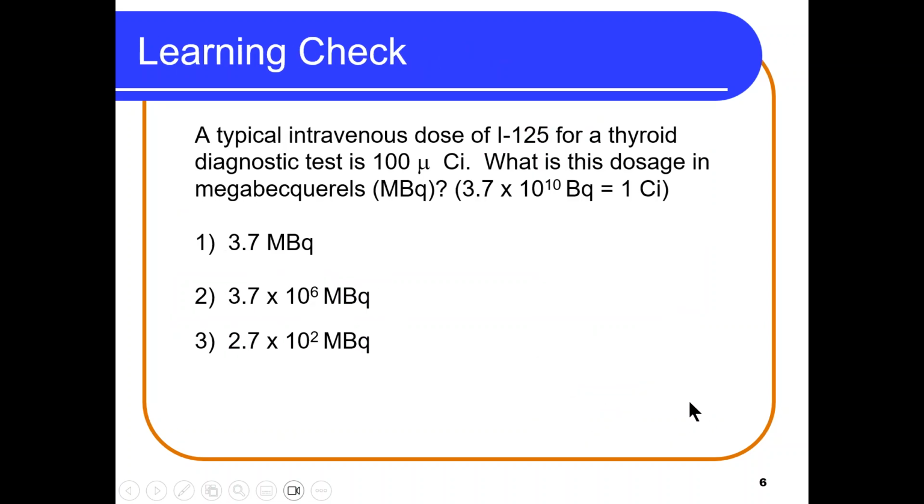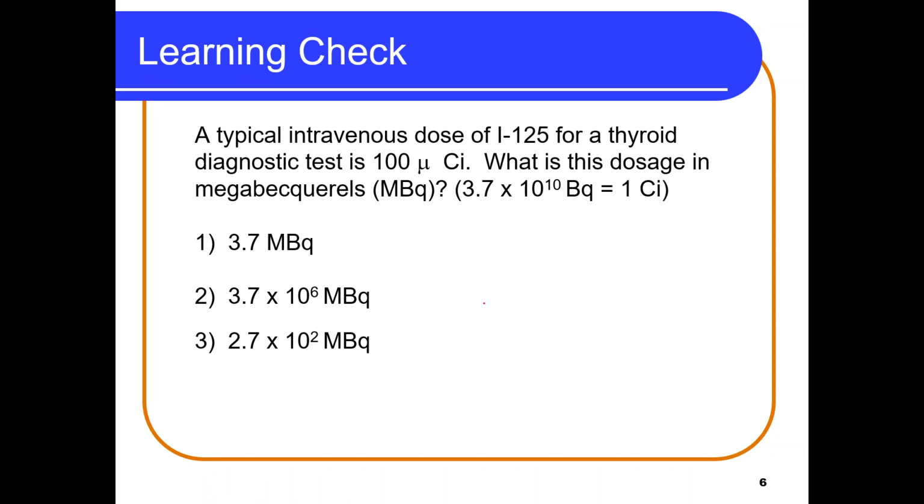Okay, so here's a question. This question says a typical intravenous dose of iodine 125 for a thyroid diagnostic test is 100 microcurie. So the question is, what is this dosage in megabecquerels? And it gives you the relationship between the Curie unit and the becquerel unit.